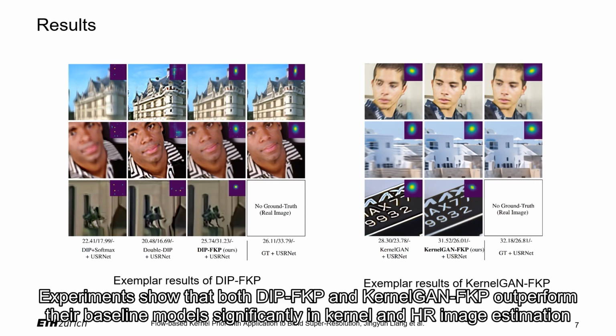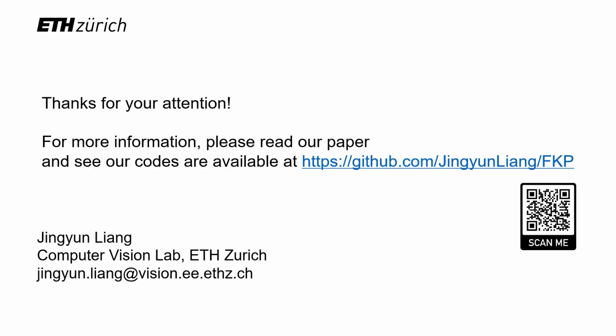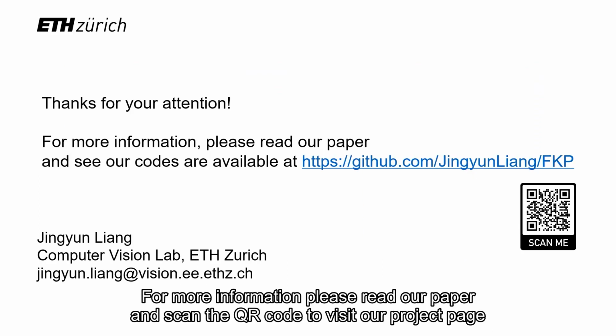Experiments show that both DIP FKP and kernel GAN FKP outperform their baseline models significantly in kernel and HR image estimation.